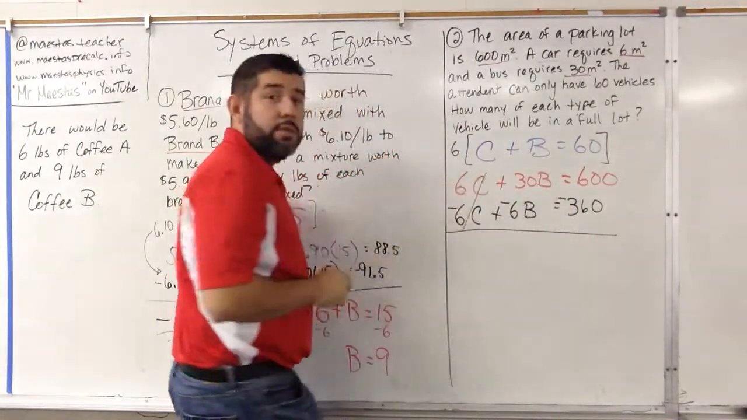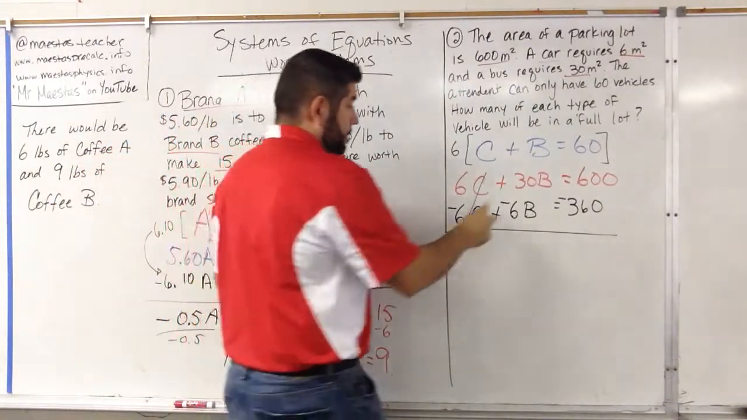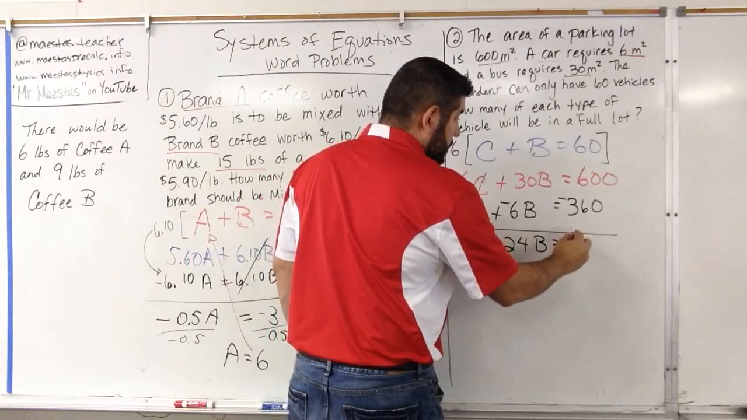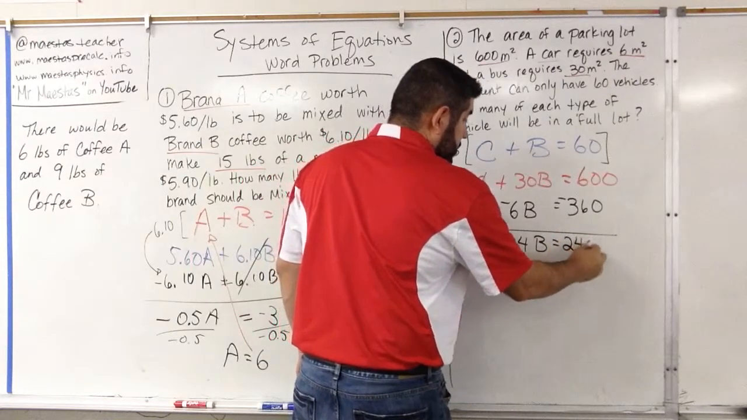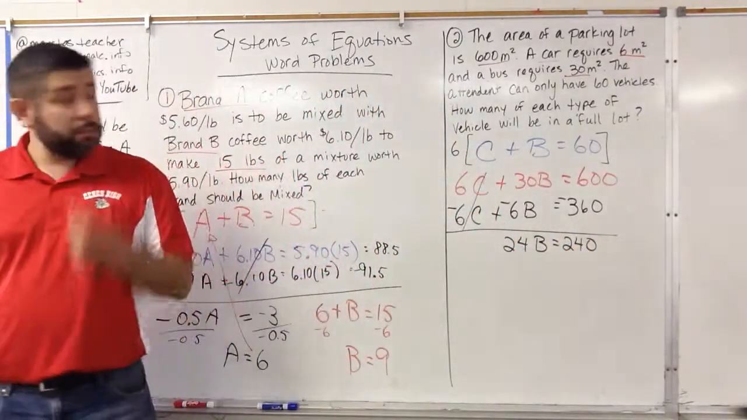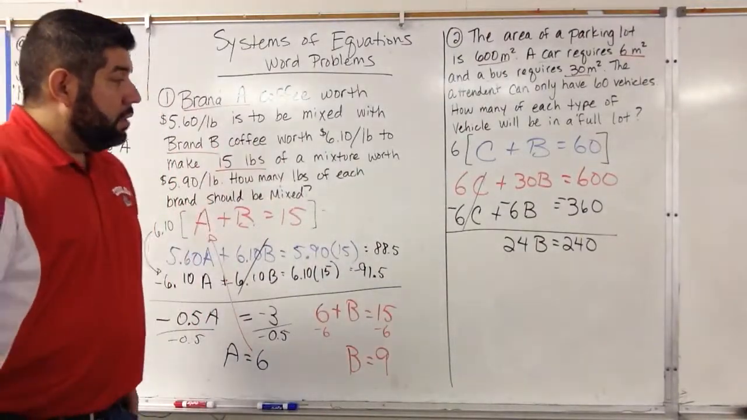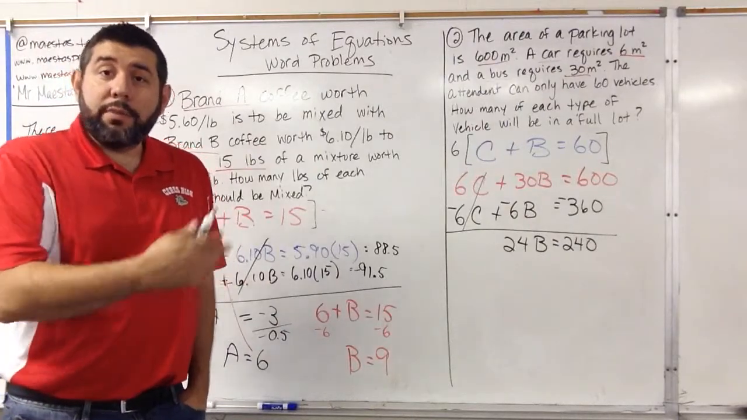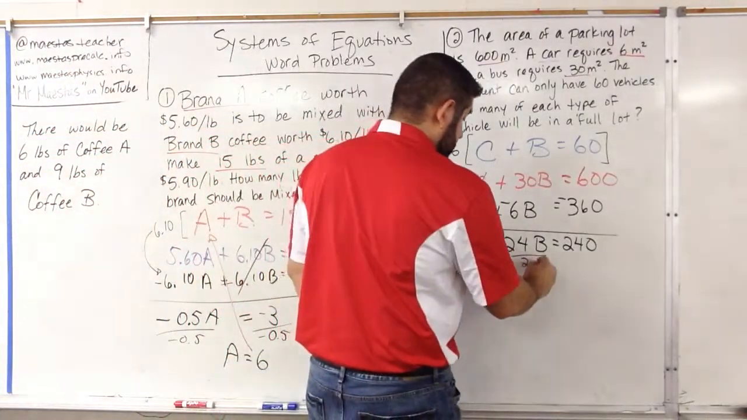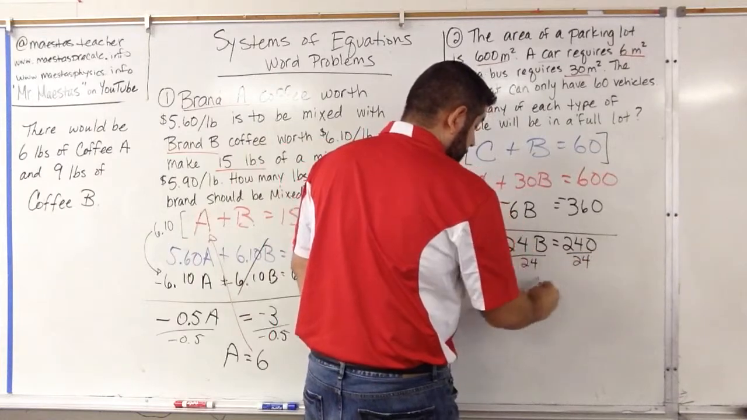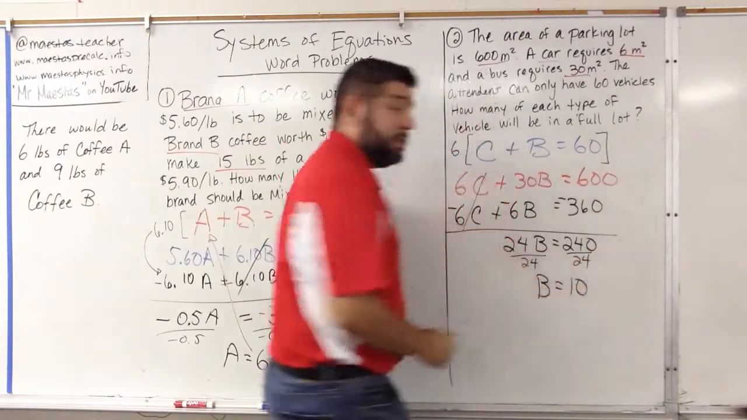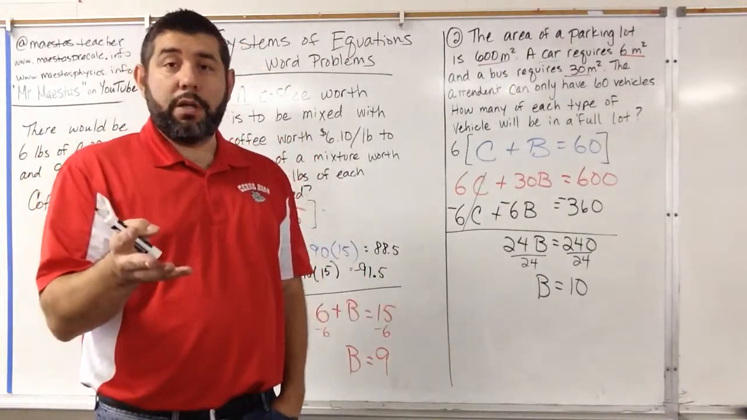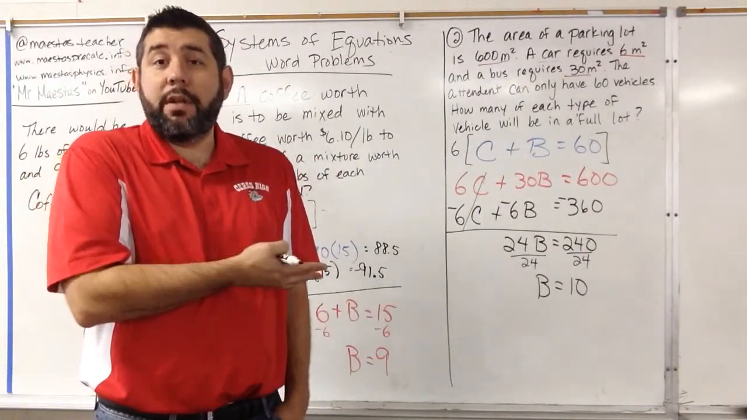So now we have the C's that drop out. And we're going to have 24B equals 240. So now all we have to do is solve for B, and we can easily do that by dividing both sides by 24. And we get B is equal to 10. So we would have 10 buses that fill up this parking lot. Well, they don't fill up the parking lot. We have to find the number of cars.